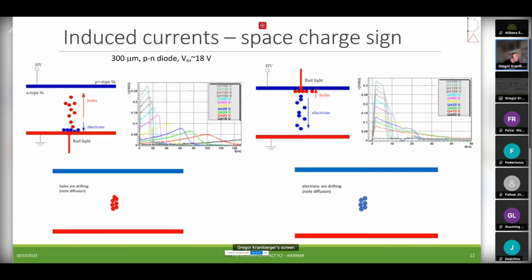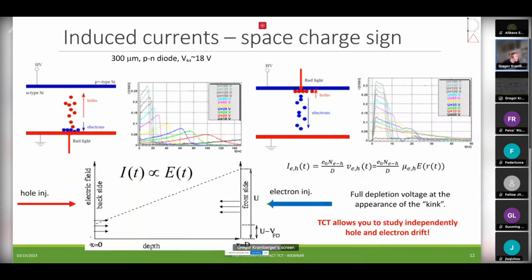This is a high resistive PN diode, so the space charge is very low, and you get very nice examples of long signals over 100 nanoseconds. And you can see that, for example, in this case, the current rises because the electric field rises. The junction is here, so it moves from low field to high field. If you inject from the top, you actually move from the high field to the low field. So this is better shown here.